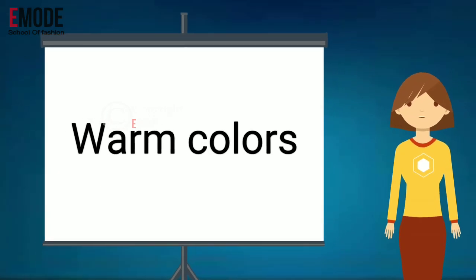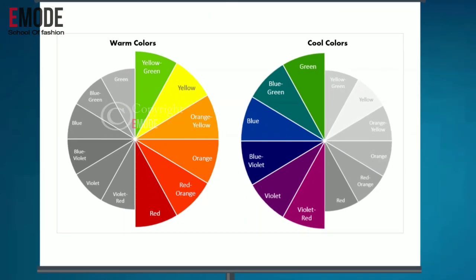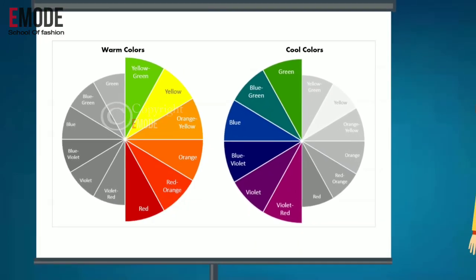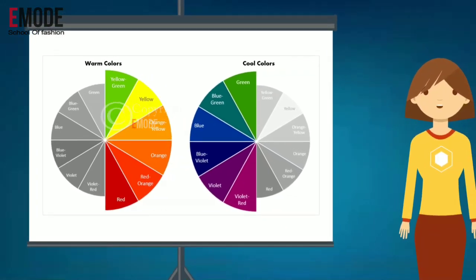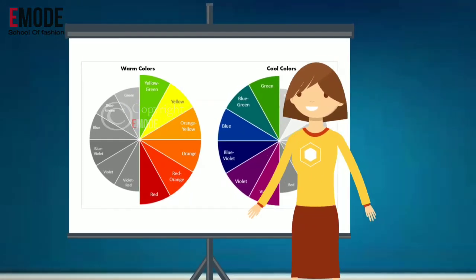Next section is warm colors. They are the bright colors in the color wheel. Just look at this wheel. From red to yellow-green, marked as warm colors. From green to red-violet are cool colors. Warm colors are brighter than cool colors.